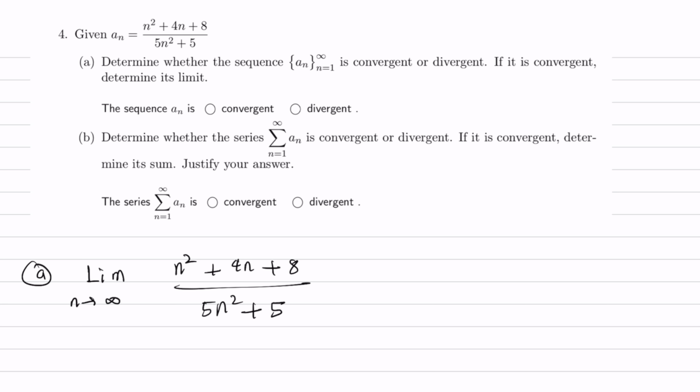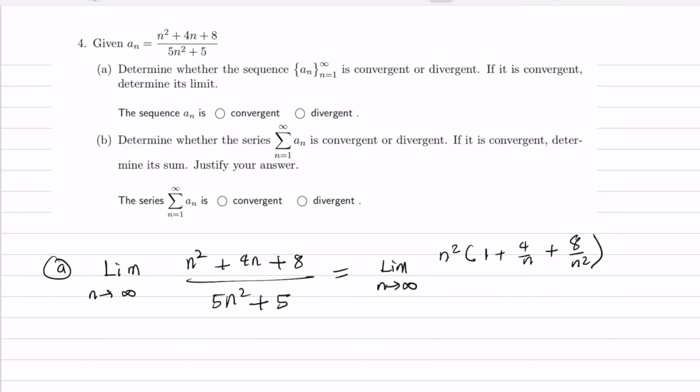To take the limit of a rational function, all you need to do sometimes is just to factorize the highest power. The highest power here is n squared, so I bring out n squared from the numerator, which is going to give 1 plus 4 over n plus 8 divided by n squared. Then if you factorize n squared at the denominator also, you're going to have 5 plus 5 over n squared. So you see that this cancels out this.